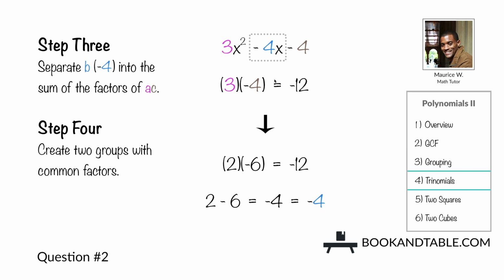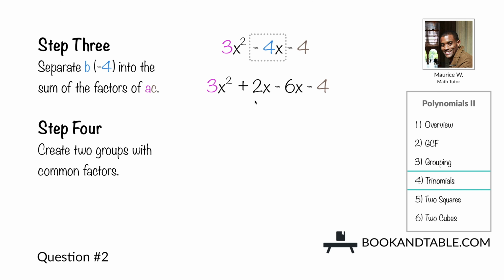And now the third step, we want to separate negative 4x into the sum of those factors, 2x and negative 6x. So we get 3x squared plus 2x minus 6x minus 4. These two terms have a common factor of x that can be removed, and these two terms have a common factor of negative 2 that can be removed. So we can create two groups with common factors by grouping those together, the first two terms and the last two terms.